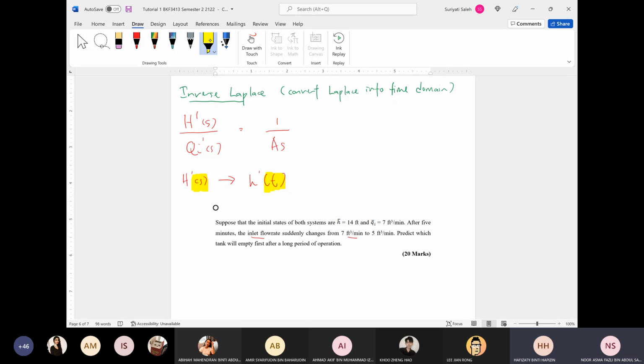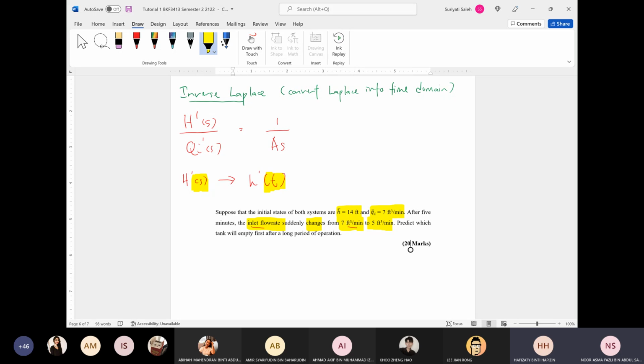Suppose that the initial state of both systems are h bar 14 feet and qi. So here the h bar, the original level, the initial level will be 14. And the qi is 7 feet cube per minute. And then after 5 minutes, the inlet flow rate suddenly changed from 7 feet cube to 5 feet cube per minute. So this is the information given to you by this question.